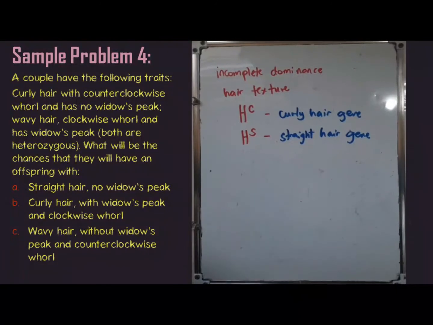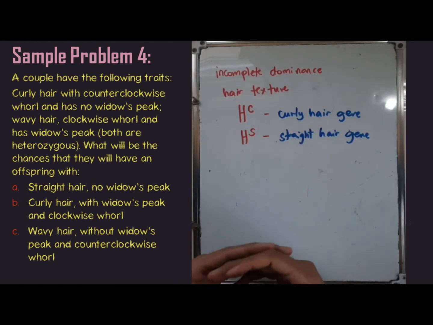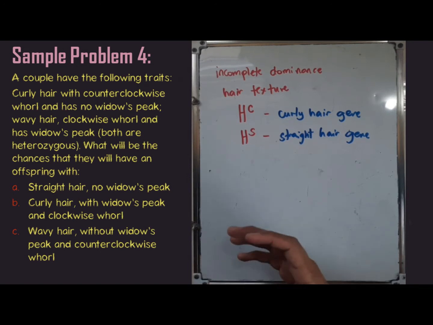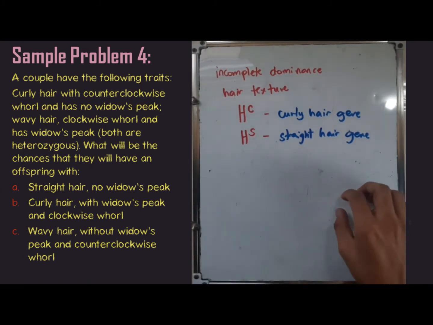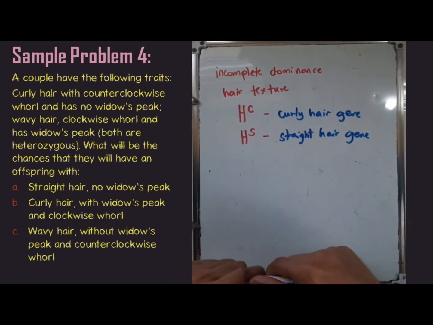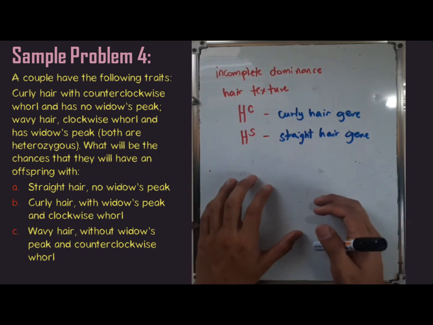Before we proceed with the discussion related to sample problem number 4, let's first settle the discussion related to another mode of inheritance known as incomplete dominance. When it comes to incomplete dominance, it is a mixture of the different traits and characteristics present on different genes. The best example of incomplete dominance is present in the hair of humans.